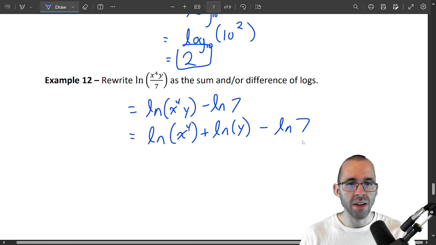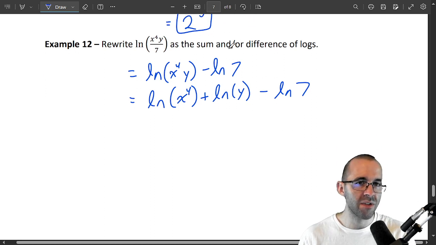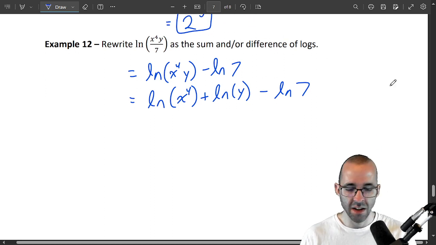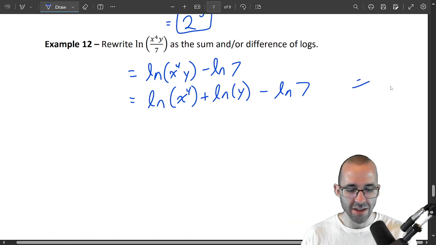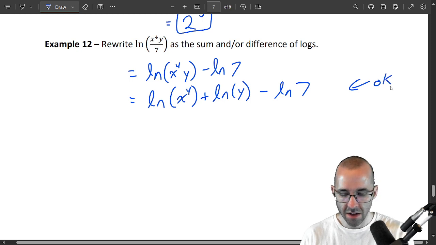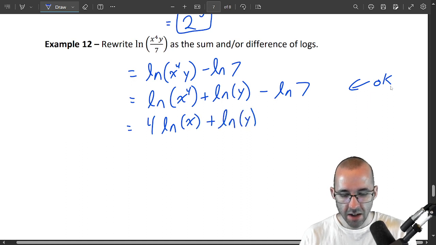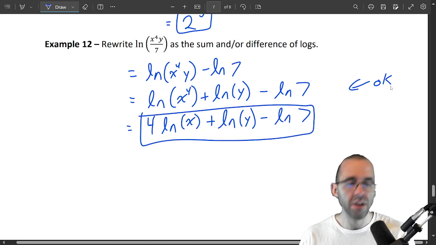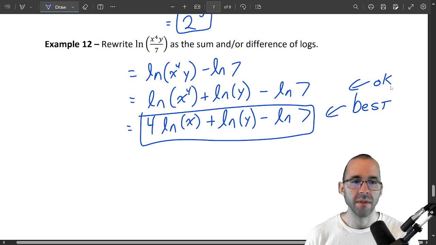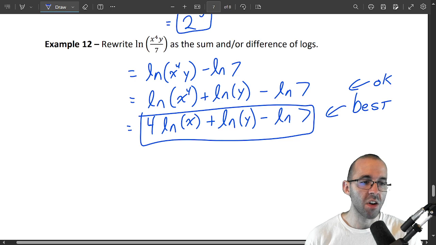Now there's one more property that we can do. Technically, we've done everything it asked us to do already. But if we really wanted to use as many properties as we could, again, this is an okay answer, then that 4 is going to come out in front with that exponent property of logs. And we'll get a very expanded version. Again, sometimes compressed versions are good. Sometimes expanded versions are good. That's it. Let me know if you have questions. We'll get into some solving in the next one.